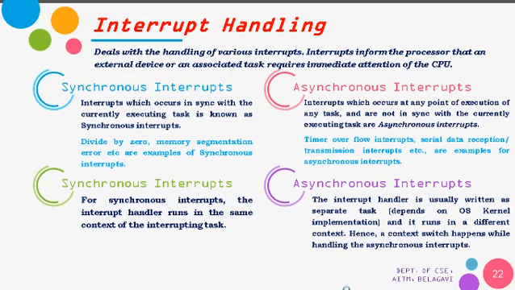Whereas asynchronous interrupts are interrupts which occur at any time during the execution of any task and are not in synchronization with the currently executing task. For example, timer overflow interrupts and serial data reception or transmission interrupts are examples of asynchronous interrupts. The interrupt handler is usually written as a separate task, which depends on the operating system kernel implementation, and it runs in a different context. Hence, a context switch happens while handling asynchronous interrupts.